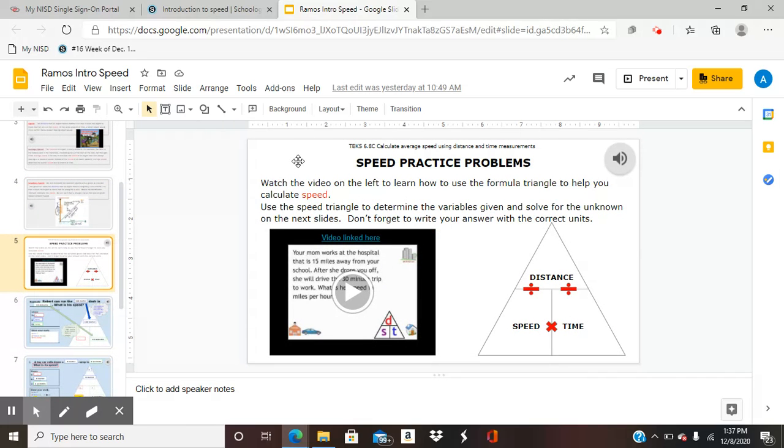TEAC 6.8c, calculate average speed using distance and time measurements. Speed practice problems. Watch the video on the left to learn how to use the formula triangle to help you calculate speed. Use the speed triangle to determine the variables given and solve for the unknown on the next slides. Don't forget to write your answers with the correct units.